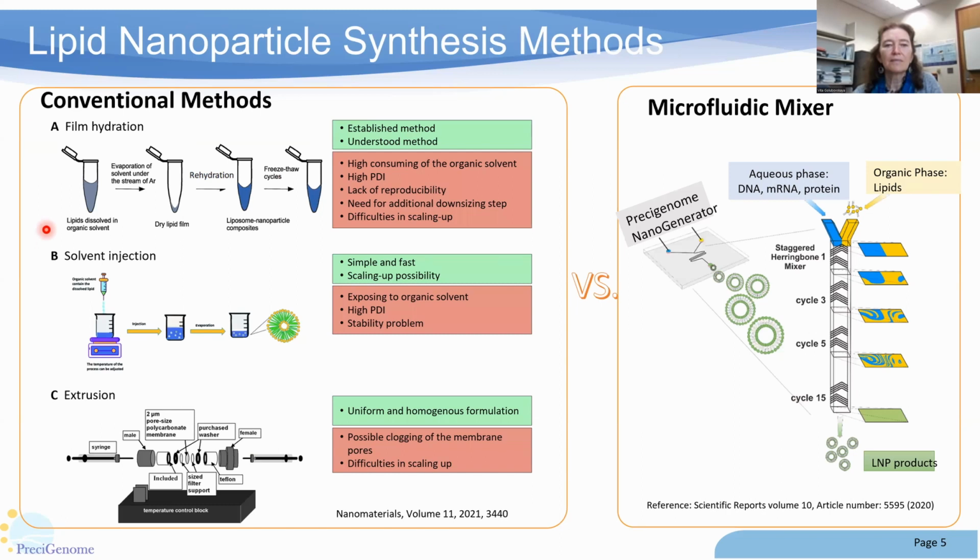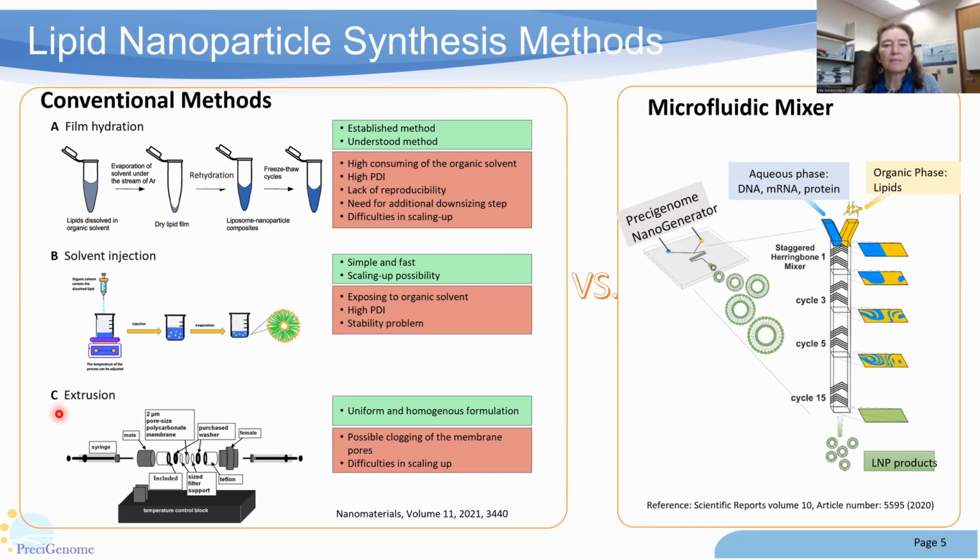The next question is how to prepare lipid nanoparticles. Conventional methods include film rehydration and solvent injection. However, these conventional methods usually generate particles with large PDI and poor reproducibility. Although extrusion can be used to improve homogeneity, it needs extra steps and resources, and is very difficult to scale up.